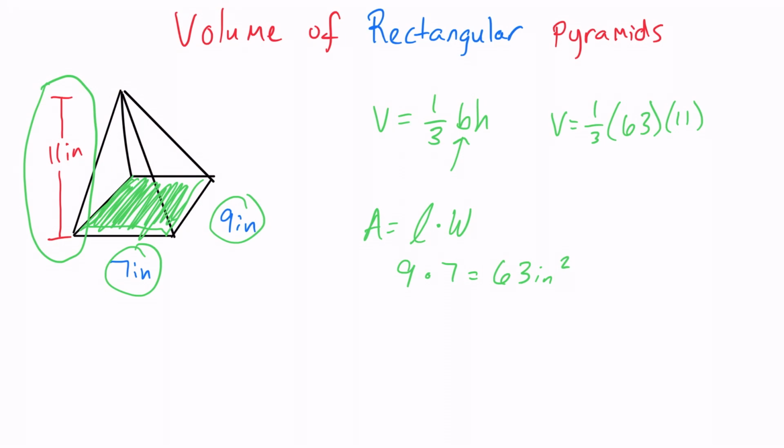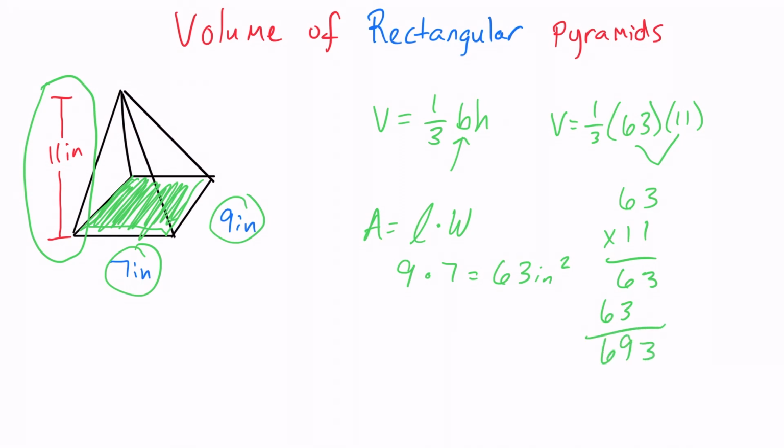I'm going to go ahead and multiply my whole numbers here first. 63 times 11. 1 times 3 will give me 3. 1 times 6 will give me 6. 1 times 3 again 3, and 1 times 6 again 6. Put them all together and we get our solution of 693.